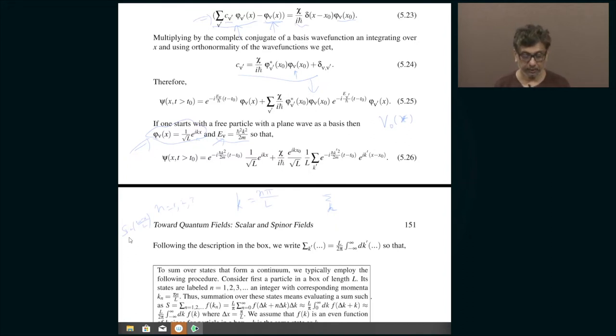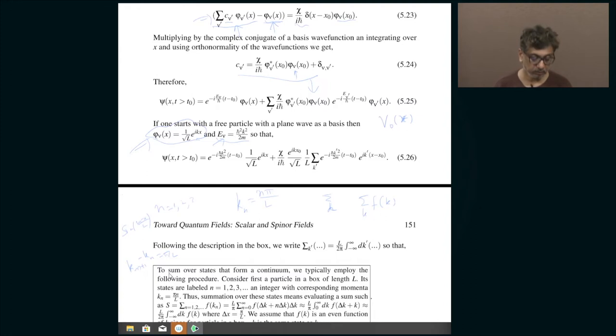Okay, so now how do I convert summation to an integration? The way I do that is, first of all, if I look at the values of k, so this is k_n, and I look at k_(n+1) minus k_n, these two are going to be incredibly close to each other. In other words, the difference between the k's is going to be very small. So rather than summing over n, I could equally well integrate over k.